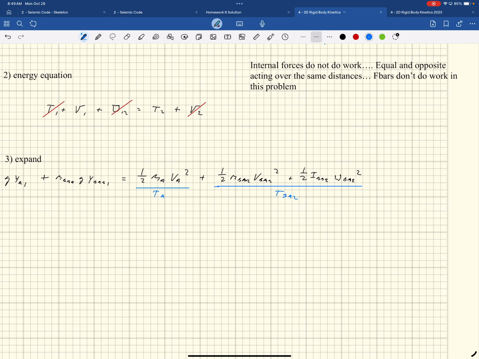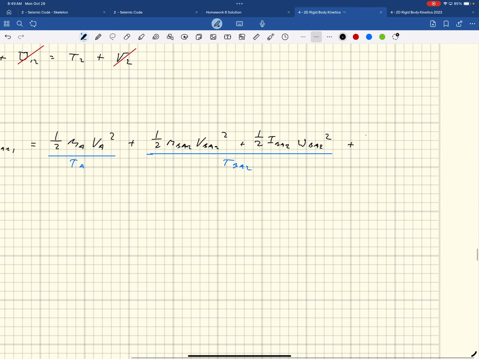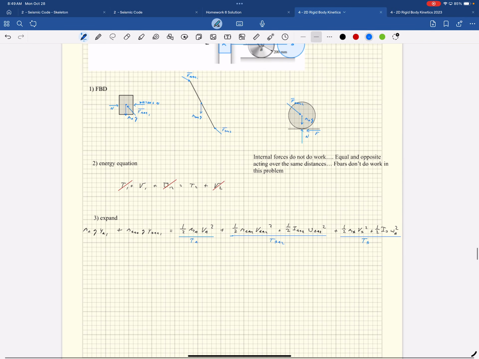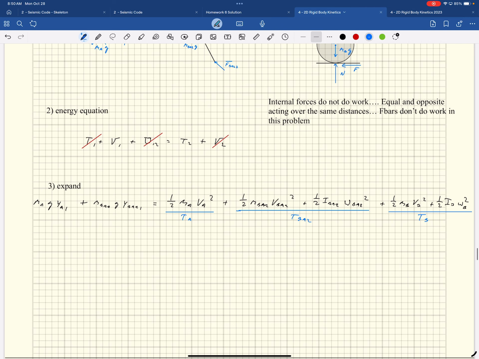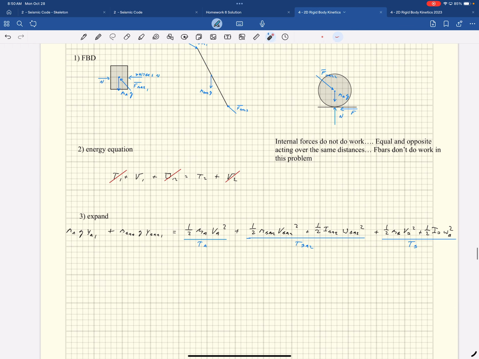And so we still have the disk to go. The disk is going to be plus 1/2 M_B V_B squared plus 1/2 I_B omega_B squared. That is T_B. Because again, that disk is going to be translating and rotating, so it has both of those. This one doesn't rotate, so it only picks up the translational term.